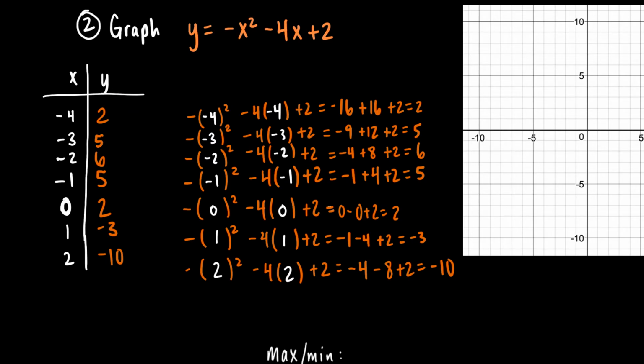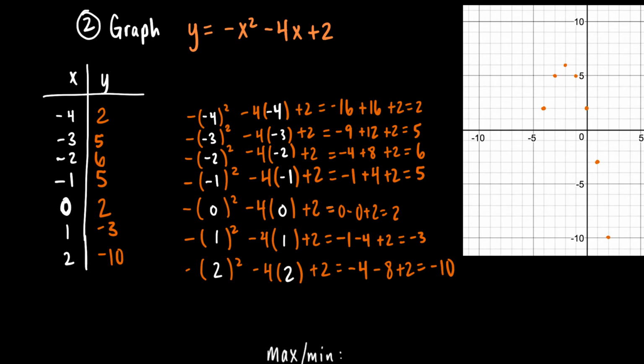Okay, so let's actually go ahead and graph these points and see what this parabola looks like. So, all right, negative 4 comma 2, that's the first pair. We'll just go from top to bottom here. Negative 4 comma 2 is going to be right there. Negative 3 comma 5 is going to be right there. Negative 2 comma 6 is going to be right there. Negative 1 comma 5 is going to be right there. 0 comma 2 is right here. 1 comma negative 3 is going to be down here. And 2 comma negative 10 is going to be down here.